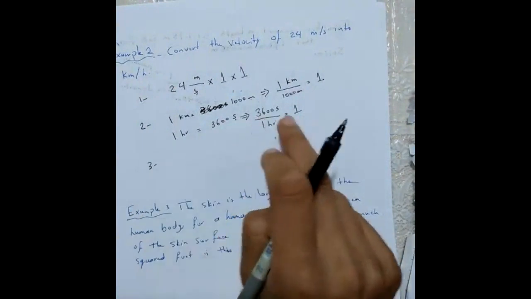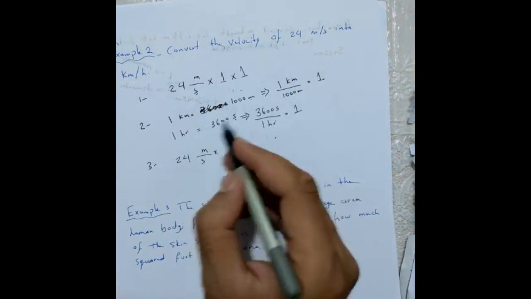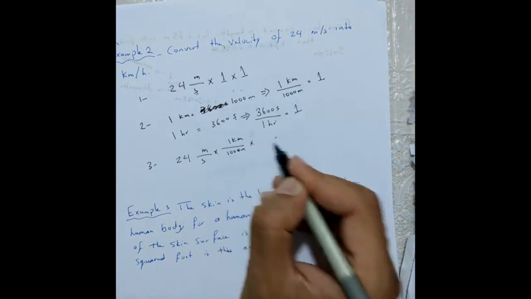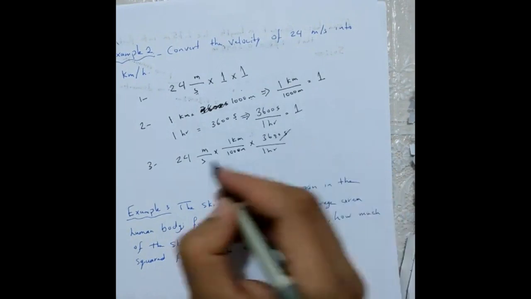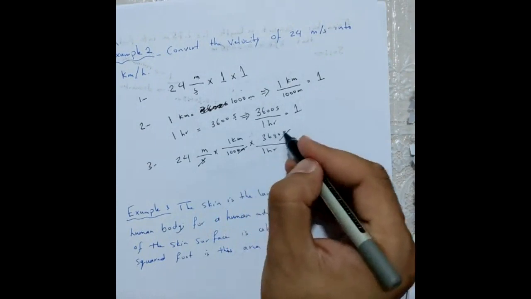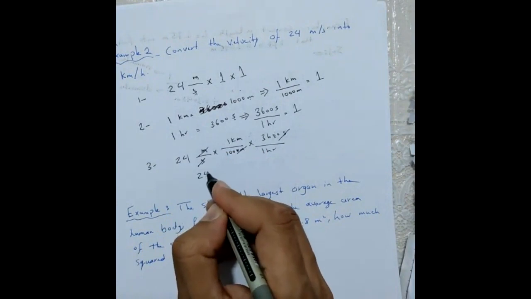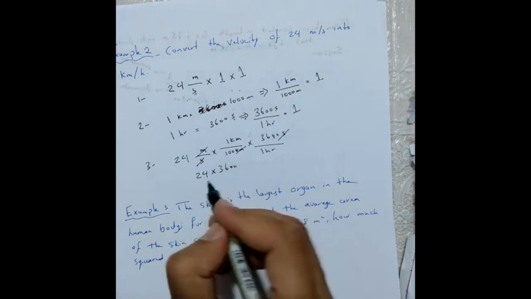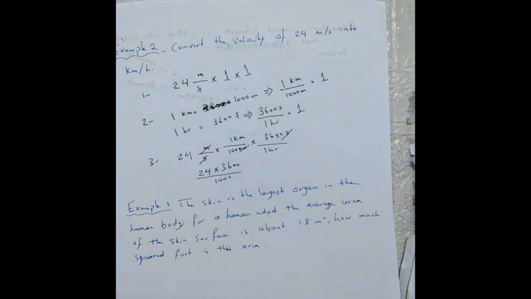Now instead of these two, I will put the numbers here. So step 3, I will substitute step 2 into step 1. It will be 24 meter per second multiplied by 1 kilometer over 1000 meter multiplied by 3600 seconds over 1 hour. Second will go with the second, meter will go with the meter, then I will have 24 multiplied by 3600 over 1000. Okay, so we will multiply them first and then we will find the answer.